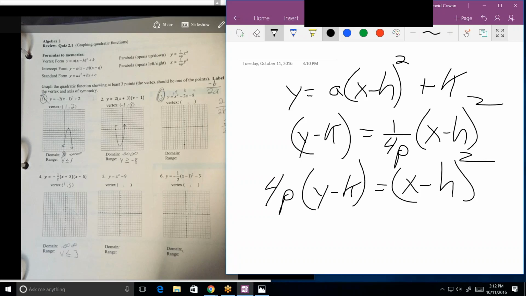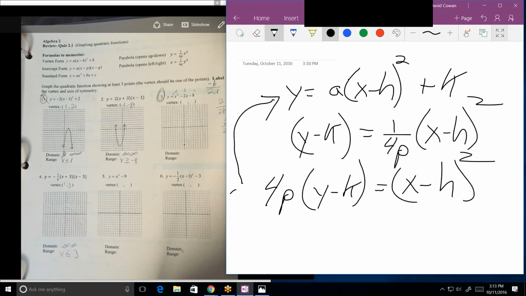That is the general format for the parabola that is not at the origin, where the vertex would be h and k. But notice the difference. There's a little bit of difference. You move the k over, first of all, and then you turn the a into 1 over 4p, and then you move the 4p over.